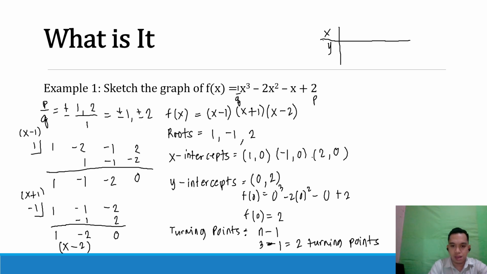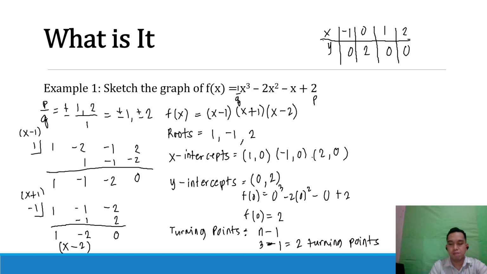Okay, so sa ating x, mauuna syempre yung negative 1. So negative 1 muna tayo. Pagkatapos, right after ng negative 1 is yung ating 0, yung ating y-intercept, that is 0, 2. Okay, 0, 2 yan. Then next is 1 at 0. Then next is yung 2. So 2, then 0 dito sa ating y.